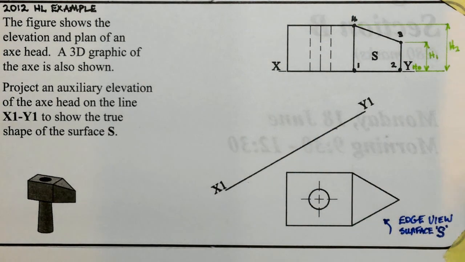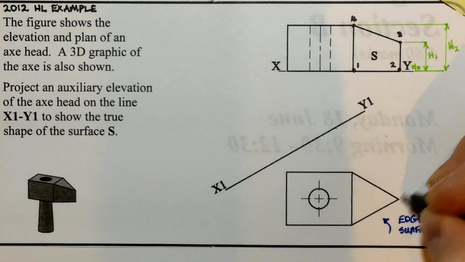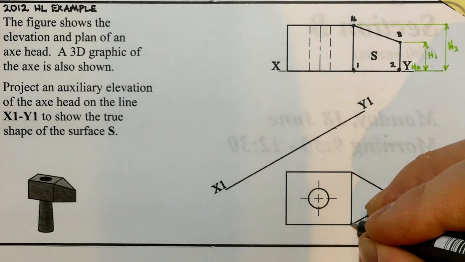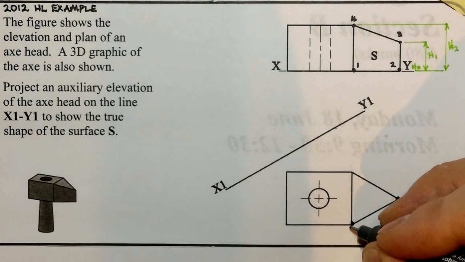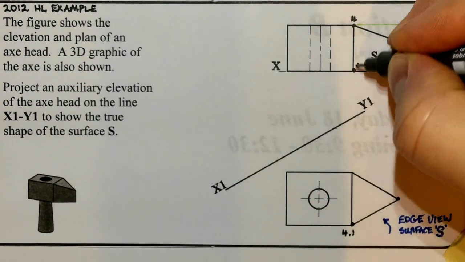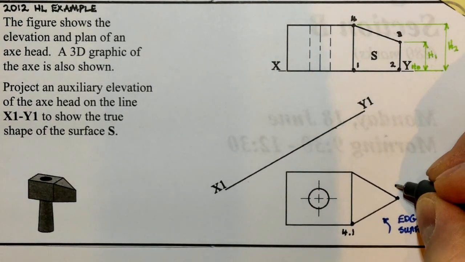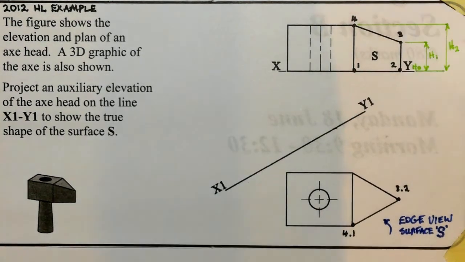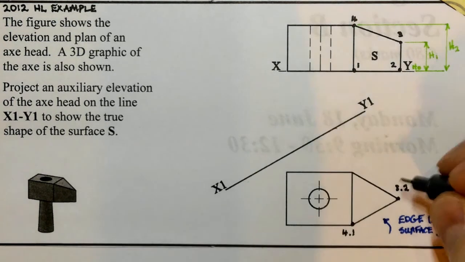Okay? So what I'm going to do here now, and I'm very keen on developing little shortcut techniques, is we're going to label the points for surface S in the plan view here as well. So surface S is just this line here in plan view, because we're looking down on top of it. So here we have point 4 and 1. And why is it 4 and 1? Because 4 is on top of 1. And this here is point 3 and 2. And why is it 3 and 2? Because 3 is on top of 2.